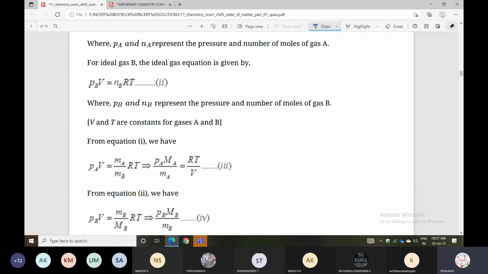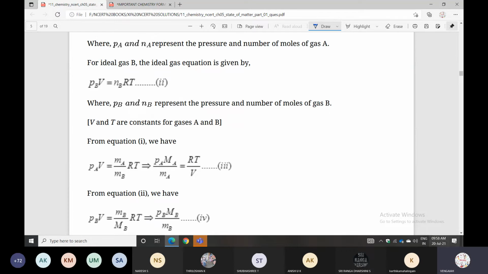But V and T are constant. What will happen? From equation 1, PV equal to nRT is there. So n is nothing but given mass by molar mass. That's why PV equal to nRT. You can substitute all the values. So PA, MA by... PA V equal to (mA by MA) RT, so PA MA by... equal to RT by V.